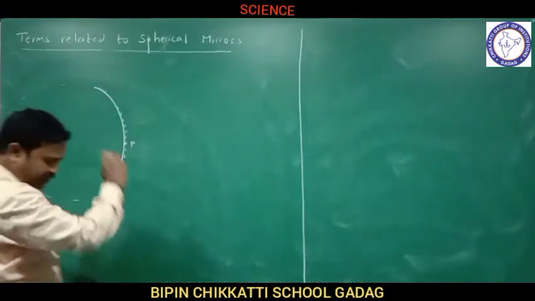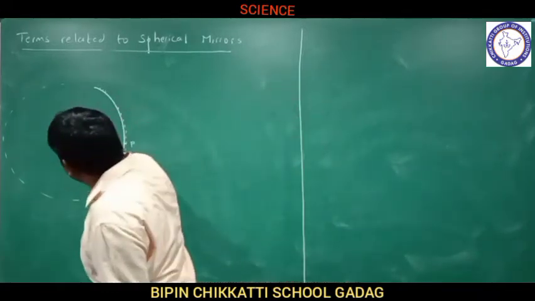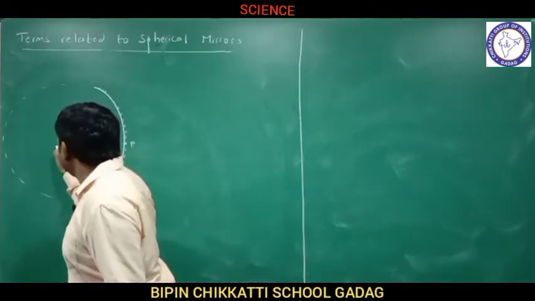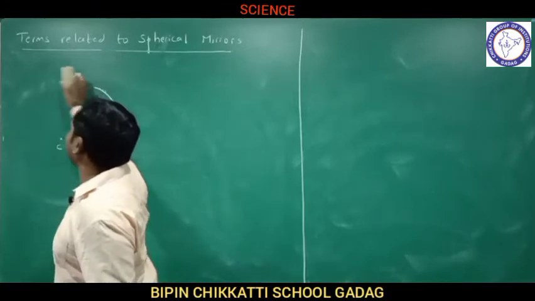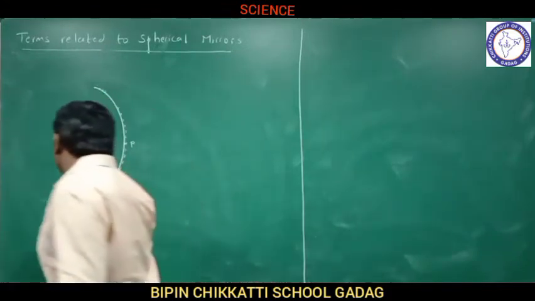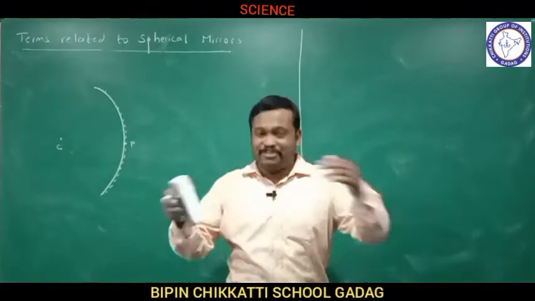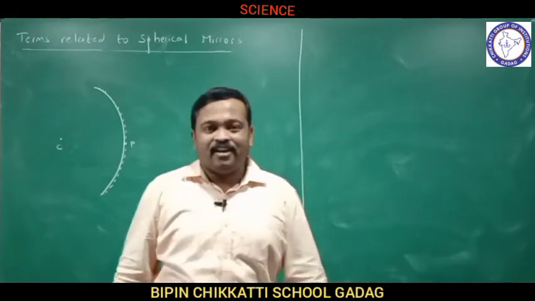I have completed the sphere. When I complete the sphere, I get the center of the sphere. That is called the center of curvature. After that, I will remove this. It is just an imagination, and I will remove it because this is only a part. I want only the mirror. So in order to find the center of curvature, I need to imagine a sphere first, and the center of the sphere is called the center of curvature.